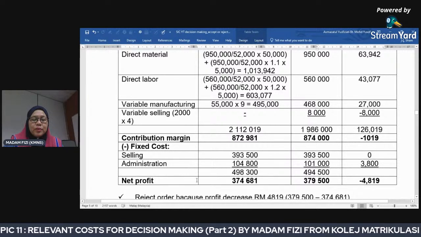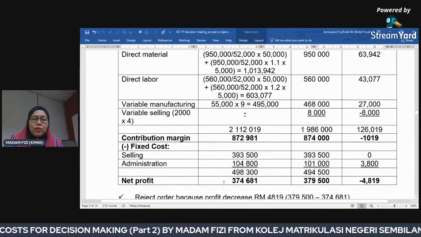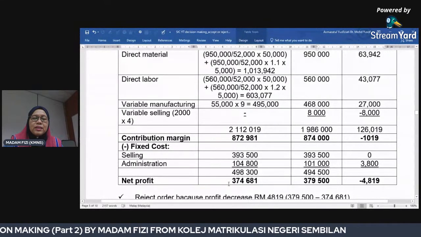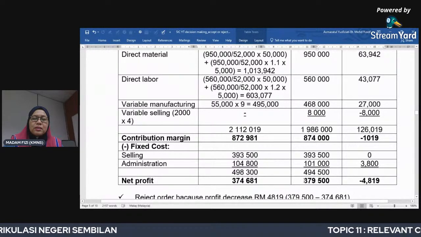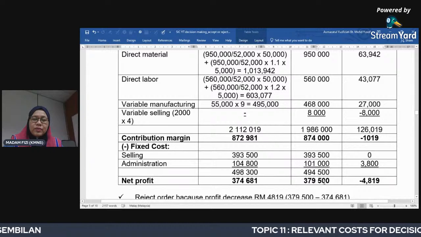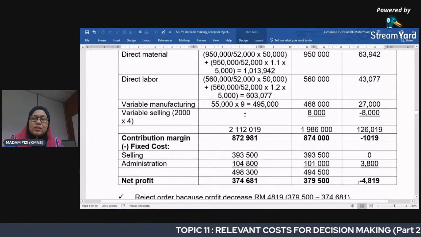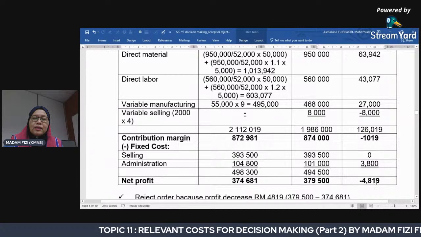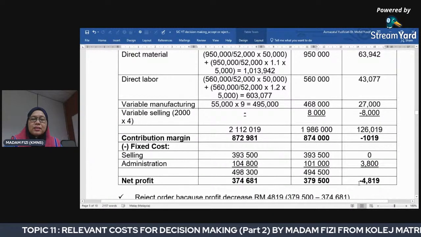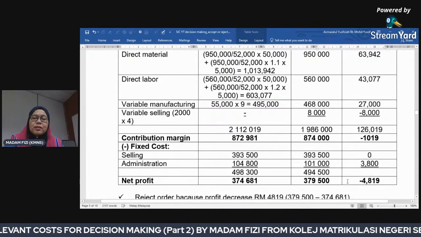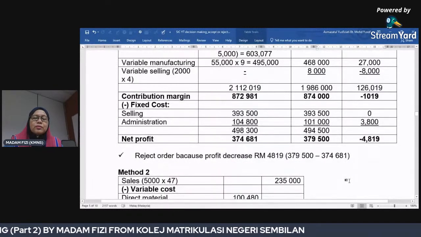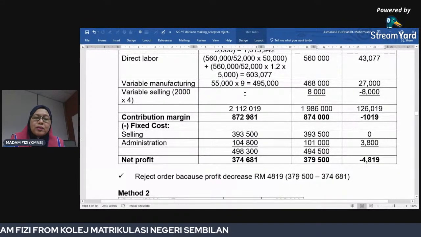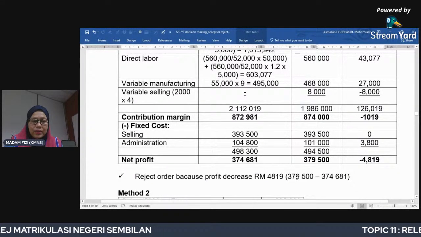Okay, now we calculate the net profit. The net profit for accept the special order is 374,681. If we reject 379,500. So the difference is 4,890. Okay, you can see that negative here. So what does it mean? So it means that the profit decrease.